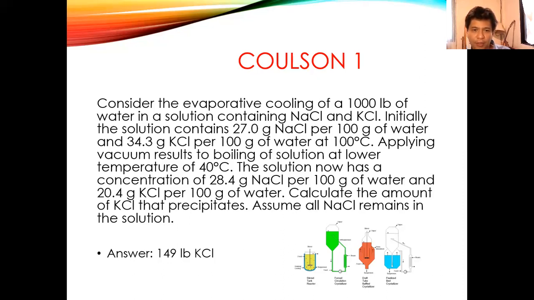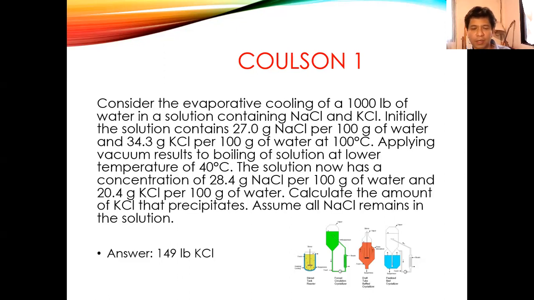Okay, so applying vacuum results to boiling of solution at lower temperature of 40 degrees Celsius. The solution now has a concentration of 28.4 grams NaCl per 100 grams of water and 20.4 grams KCl per 100 grams of water. Calculate the amount of KCl that precipitates. Assume all NaCl remains in the solution.